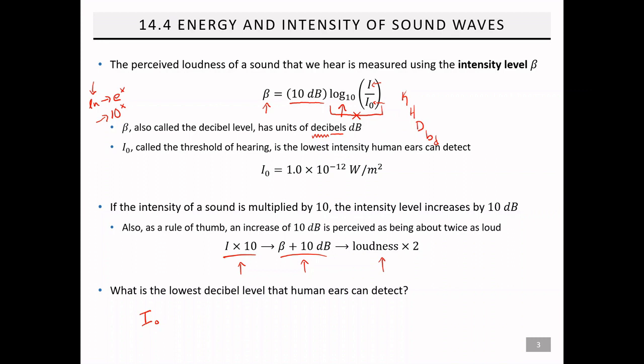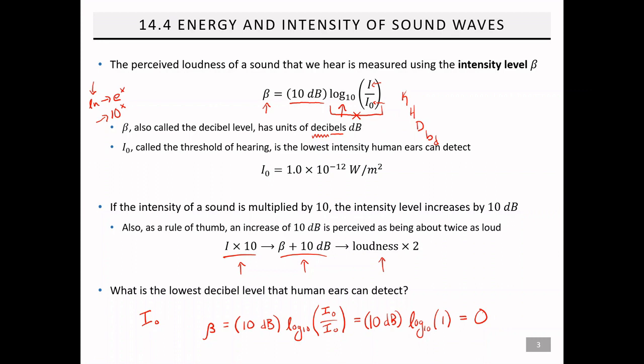Well, to calculate the lowest decibel level, we use the formula for decibels. You have beta is equal to 10 decibels times the log base 10 of the intensity divided by the reference level. In this case, the intensity is the reference level, so we do I0 over I0. If you simplify a little bit, you get 10 decibels times the log base 10 of 1. And again, if you remember from math class, the log of 1 is equal to 0. So this is going to be equal to 0.